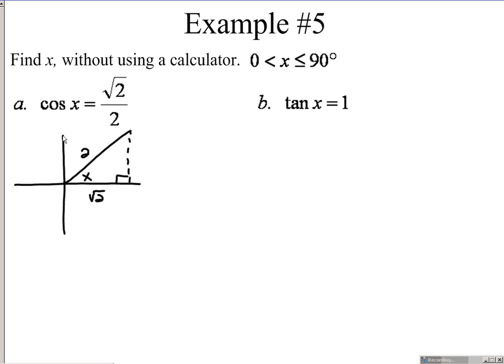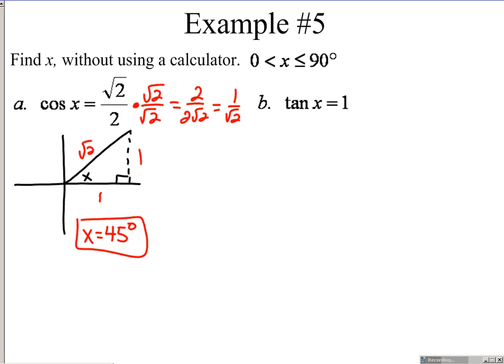So anytime that you have a triangle that isn't recognizable, in other words, it's not your 30-60-90 triangle, and it's not your 45-45-90 triangle, it's probably because this has been rationalized. So we're going to derationalize it. The way that you derationalize is the exact same way that you rationalize. You multiply by the radical over itself. We get 1 over root 2. Now when I go adjacent over hypotenuse, you should recognize that triangle as being 45-45-90. So x is going to be 45 degrees.